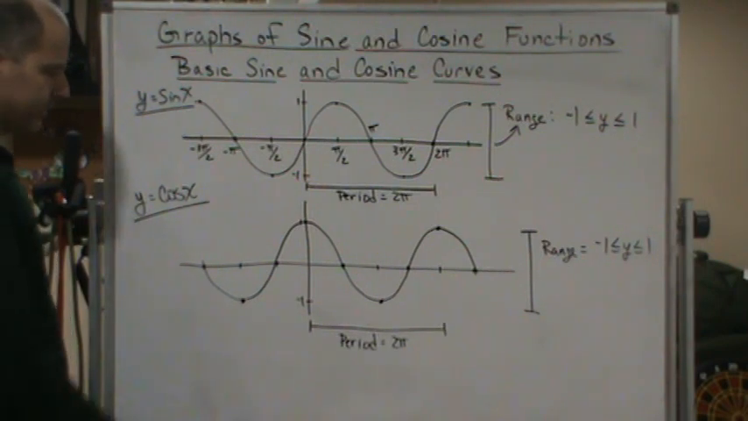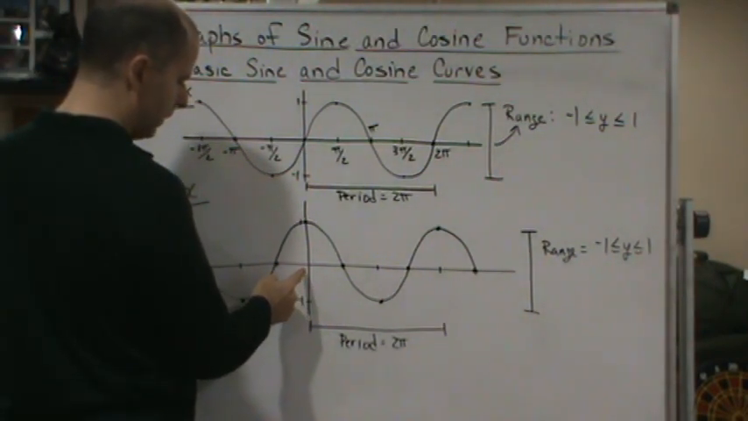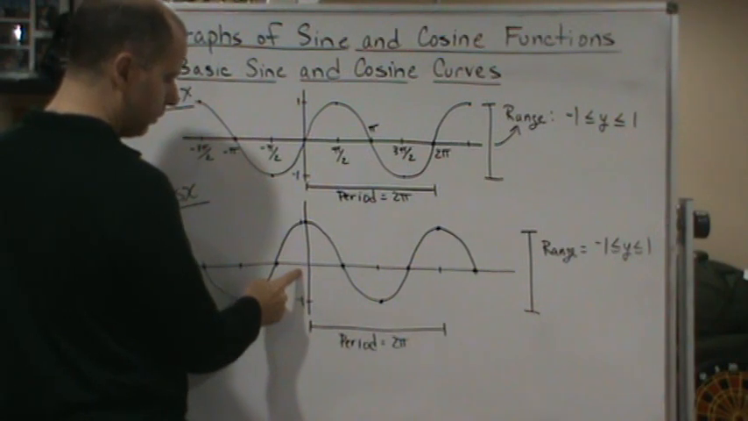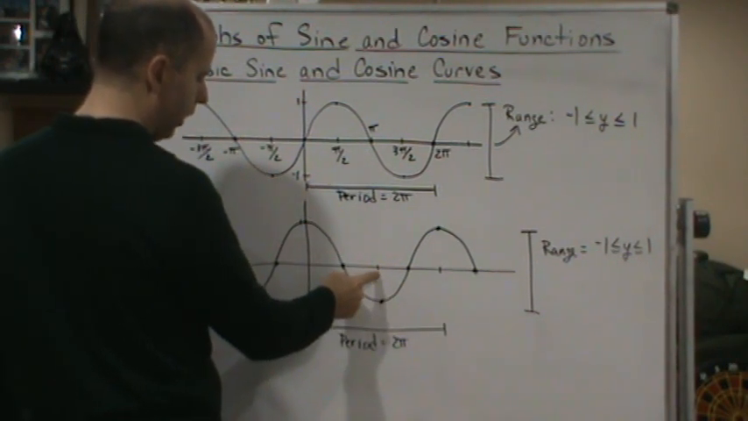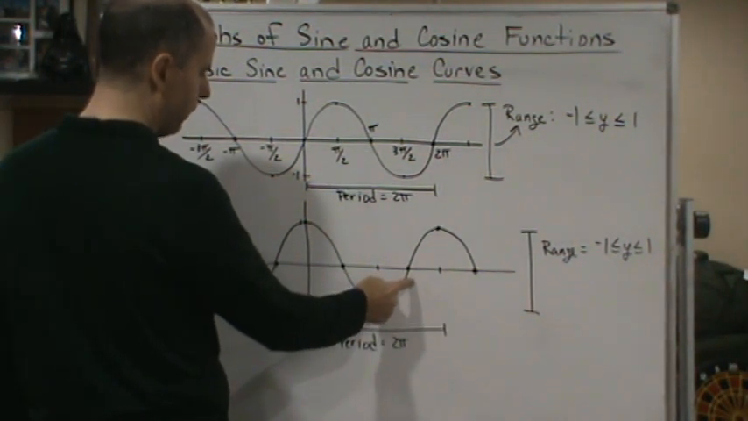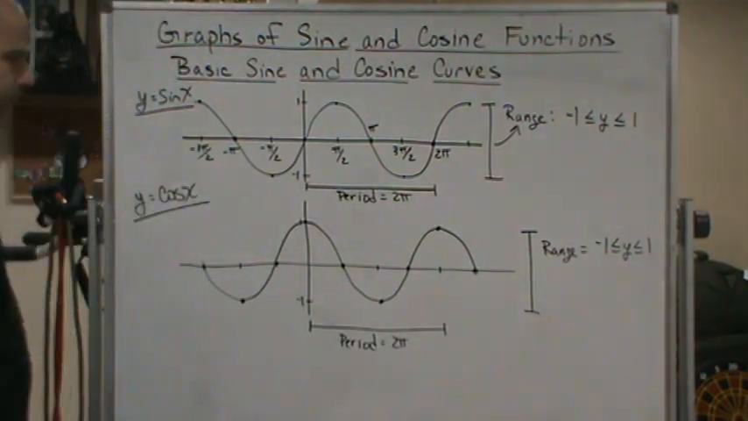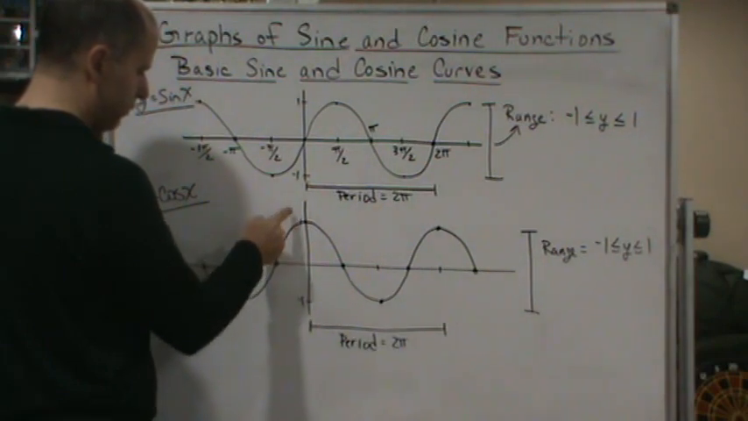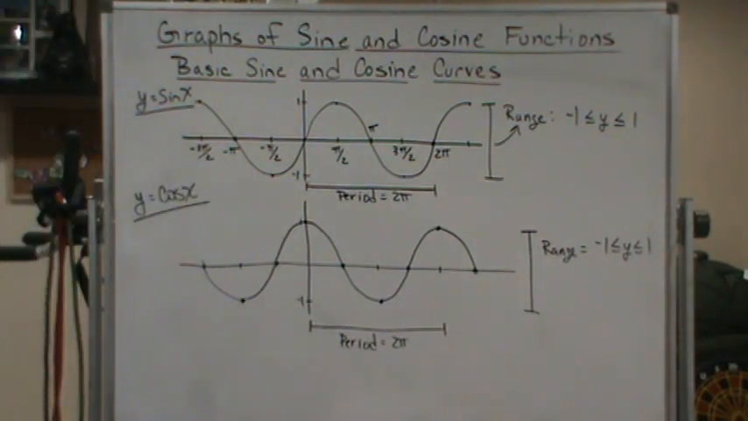Again, same thing with cosine. You want to plot the points at x equals 0, pi over 2, pi, 3 pi over 2, and 2 pi. And of course have your range from 1 to negative 1 like I do, and then you just sketch it out.